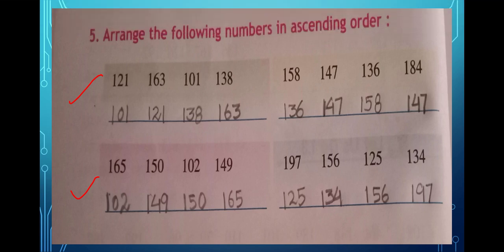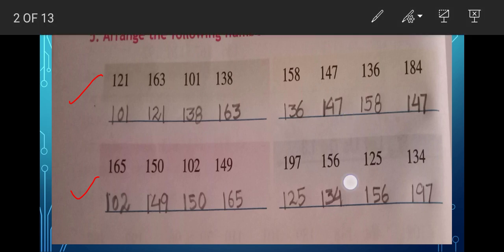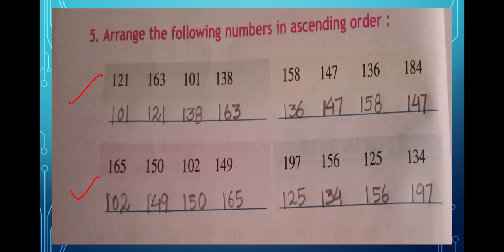Okay. And these two no need to write in the copy. You can do it in the textbook itself. Okay children. These two I have not explained as I have explained it here. Same only. You have to at first see the hundreds place, then tens place, then ones place, like that. Okay. Now let us go to question number 6.